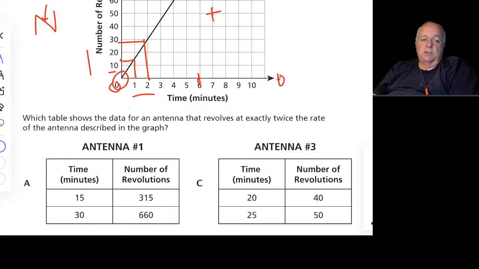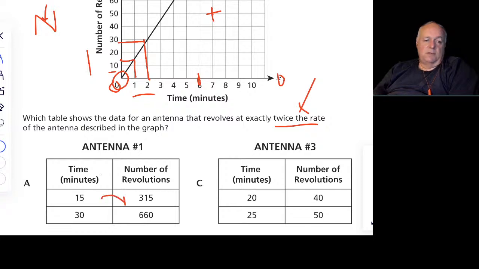So which table shows the data for an antenna that revolves around at exactly twice the rate of the antenna that was described in the graph? So the first question we have to answer is, what's the rate? The rate was the 15. It's 15 revolutions per minute, right? So what we need to find is which one of these matches that. So it's got to be 15 times more.